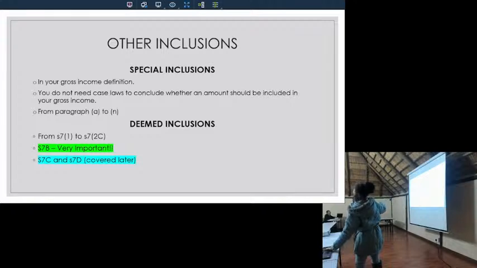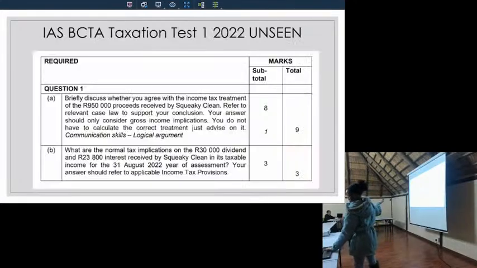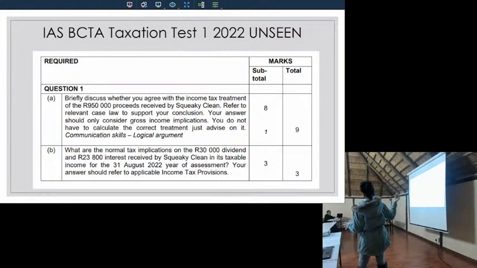It talks about when SARS owes you interest and when they should pay that interest. So you might come across a question that expects you to calculate what SARS owes you. It's quite complex. You'll see it on CTA. Are we good? Cool. Now we're in the unseen. Cool. So this was your unseen. This was the test 1 2022.